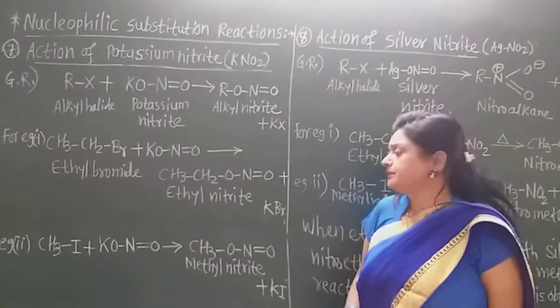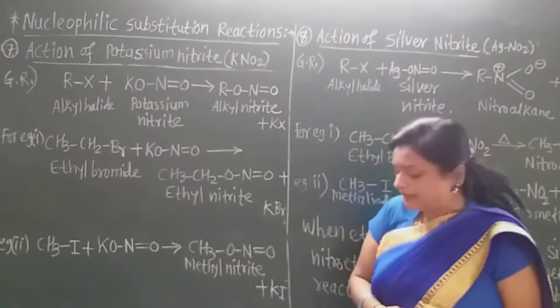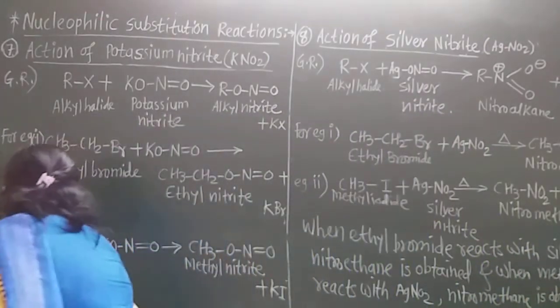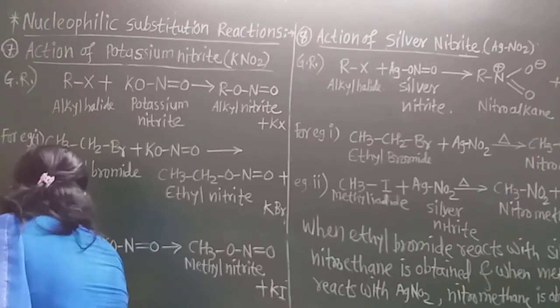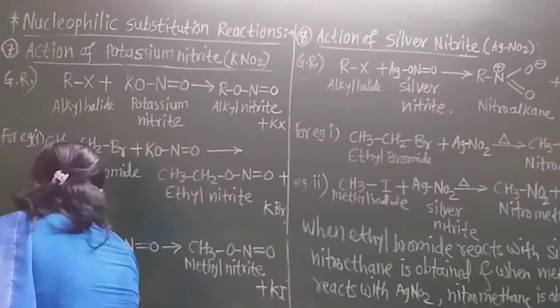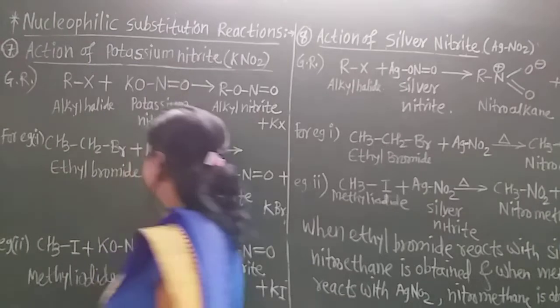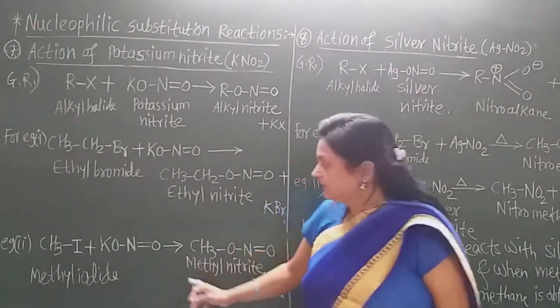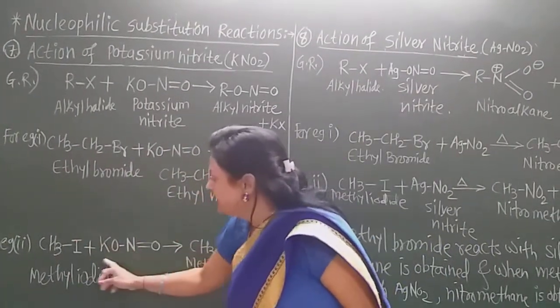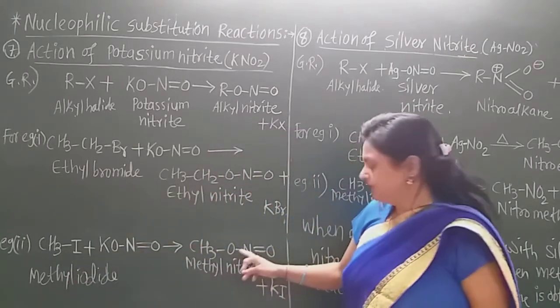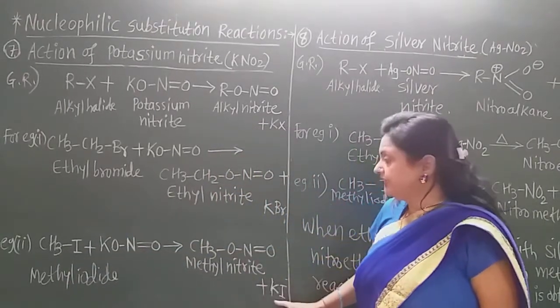That is very simple. Now another example I take here, that is methyl iodide or iodomethane. And when this reacts with potassium nitrite, there is again formation of KI, and this O is directly attached, and methyl nitrite is formed.